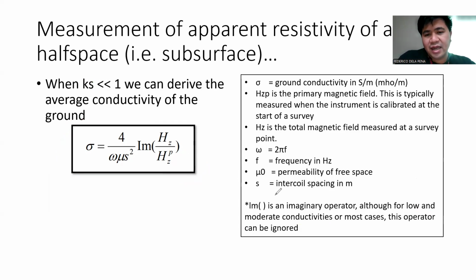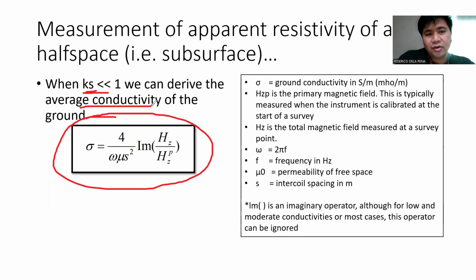So if we have that case, you have low to moderate conductivity, which gives us a very low Ks number. We can calculate the conductivity of the ground as a function of the angular frequency of your signal, okay? Angular frequency of your signal, mu or the permeability in the free space. So again, this is mostly a constant number. S is your spacing between the transmitter and receiver.